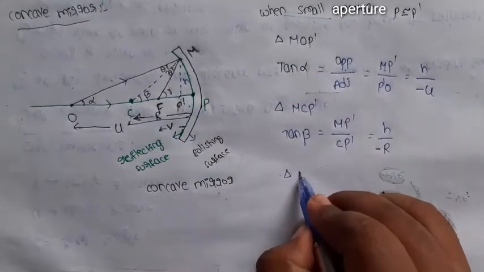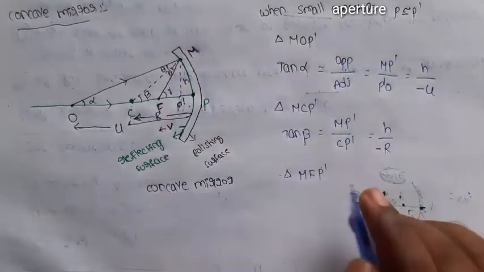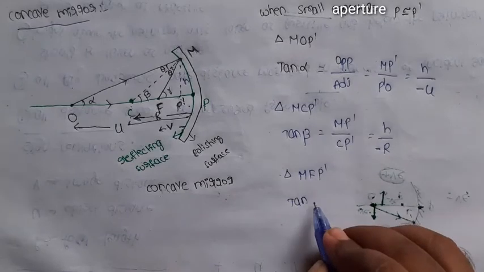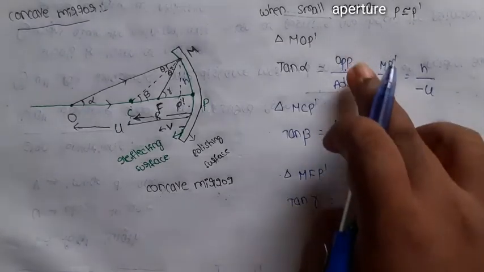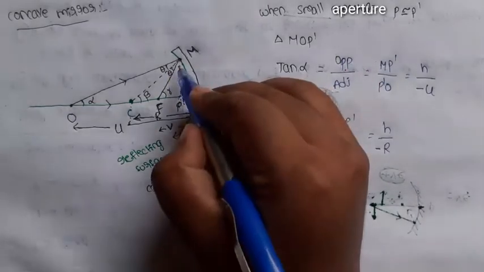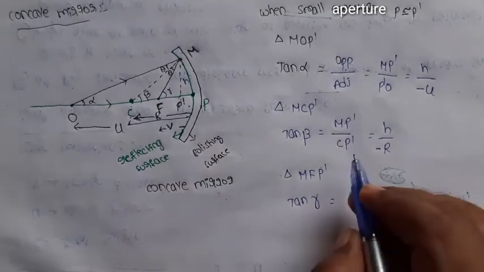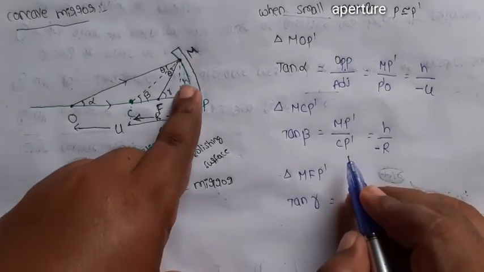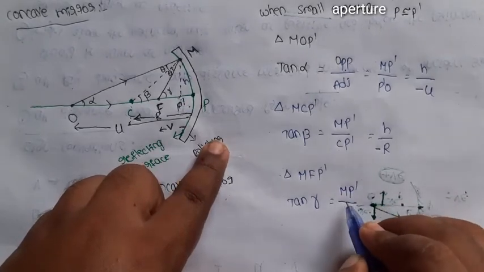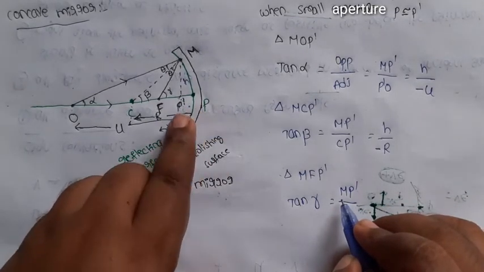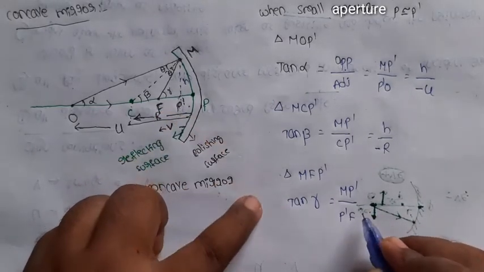Next I am taking the triangle MFP dash. This is the triangle. Apply the tan gamma formula, opposite by adjacent side. So in triangle MFP dash, where is the opposite side? MP dash, by the adjacent side P dash F.